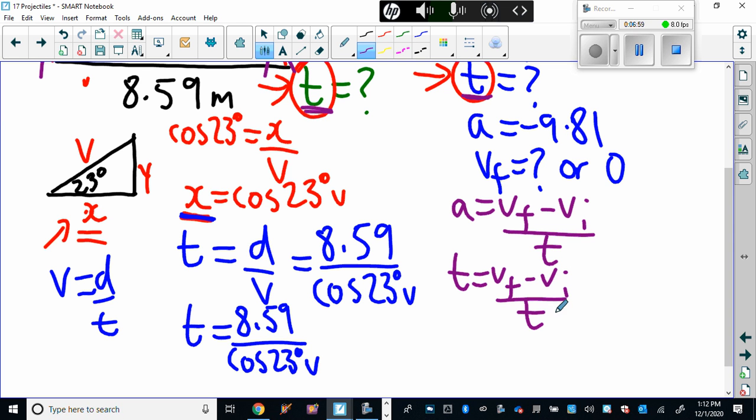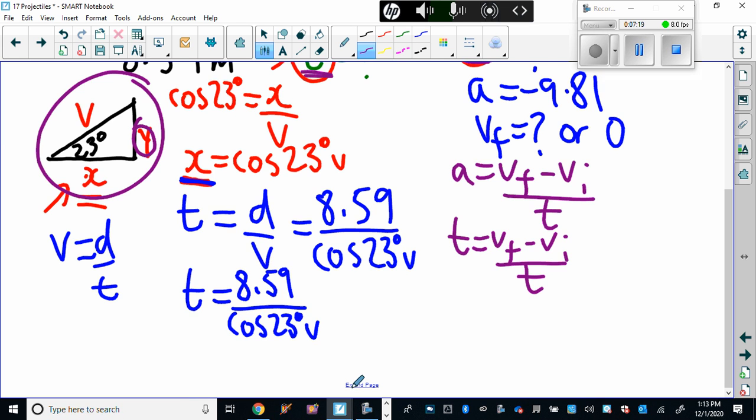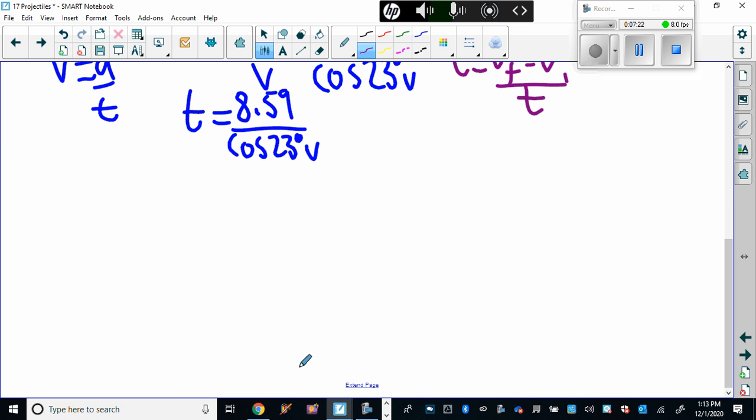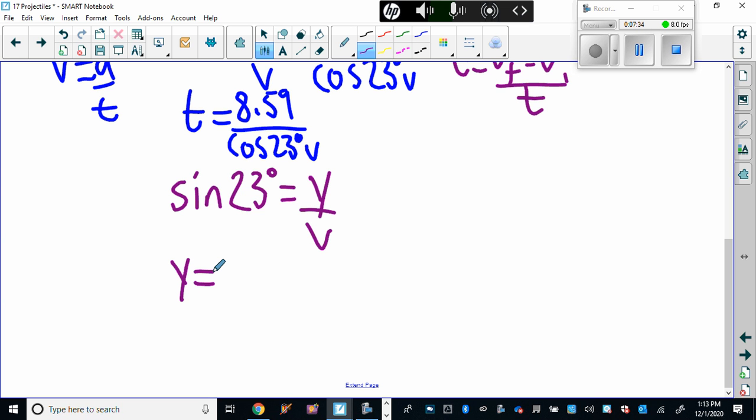we get this. And remember, okay, so first of all, we've got to write an expression. Let's go back to this guy right here. Write an expression for y, for the vertical velocity. That would be, let's just put it down here, the sine of 23 degrees equals y over v, and therefore y, in other words, the initial vertical velocity, equals sine 23 times v.